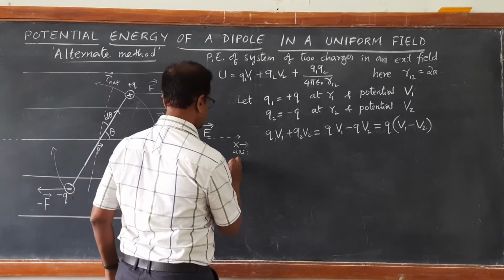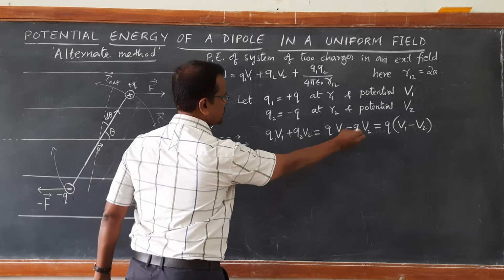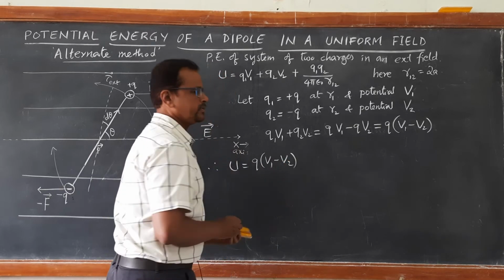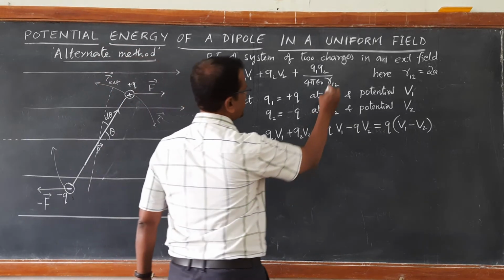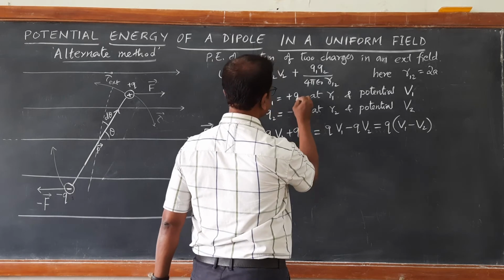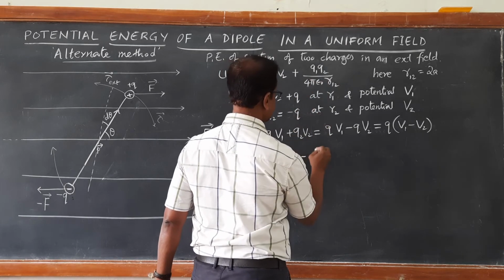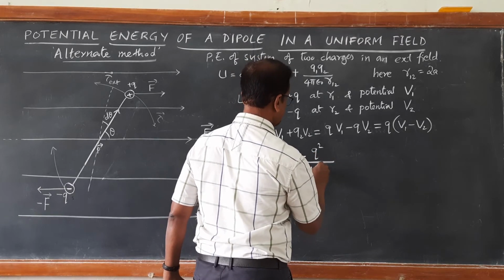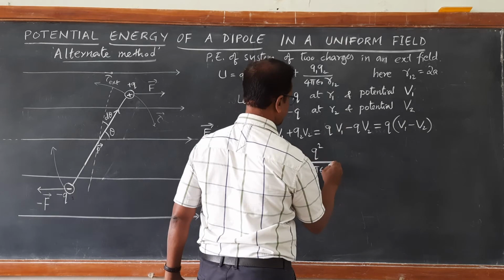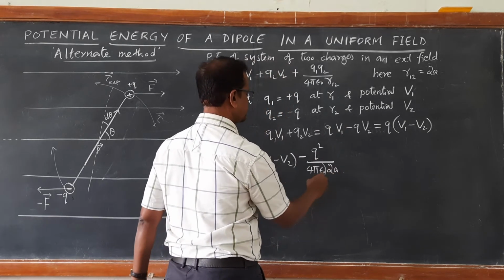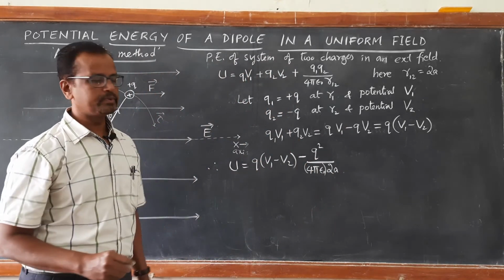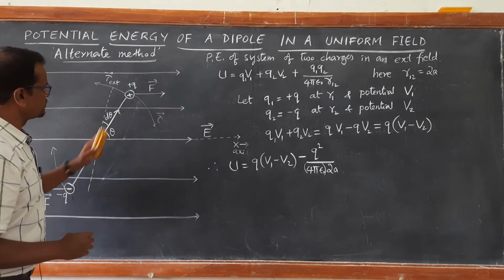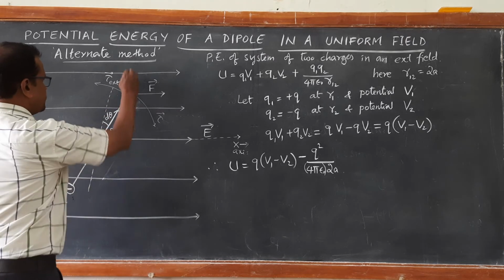Therefore, U is equal to Q into bracket V1 minus V2, and this one, as I told you, Q1 is equal to plus Q and Q2 is minus Q, so it becomes minus Q square upon 4 pi epsilon naught into 2a, where 2a is the dipole length. So let us substitute what is V1 minus V2. V1 minus V2, look at the diagram, is the potential difference between the potential values.